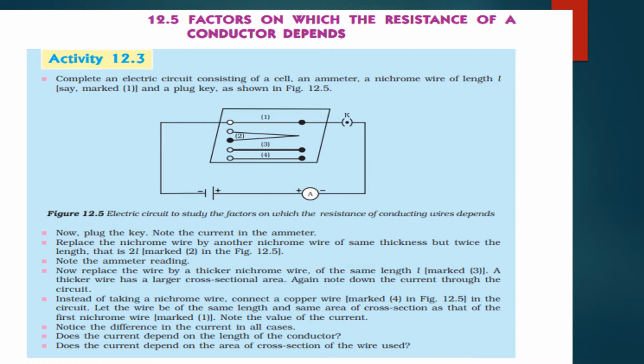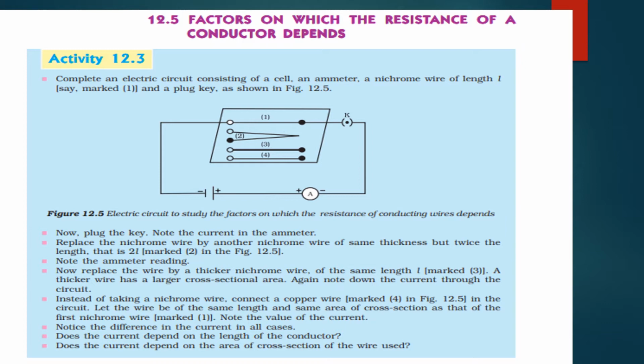At first we have to complete an electric circuit consisting of a cell, an ammeter to measure the current, a nichrome wire of length L, and a plug key, as shown in this figure. Now plug the key and note the current in the ammeter.